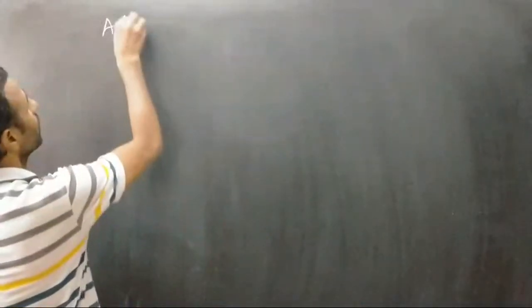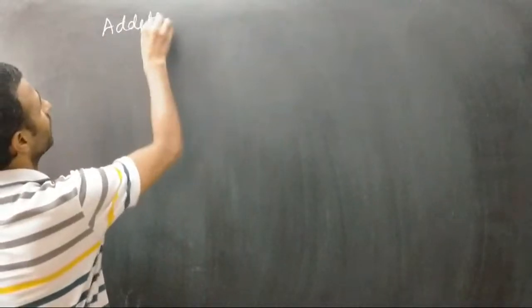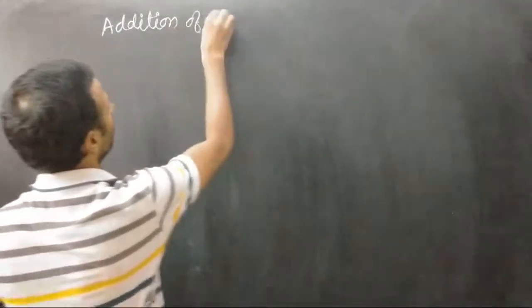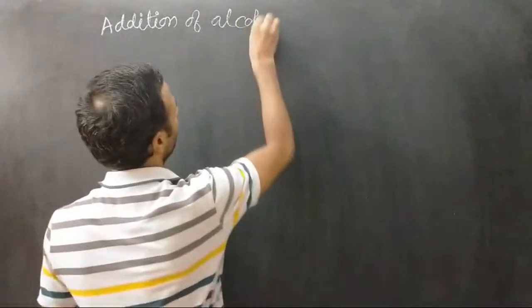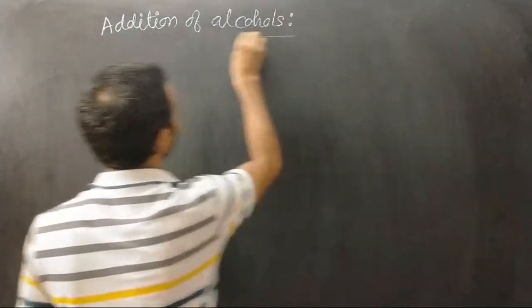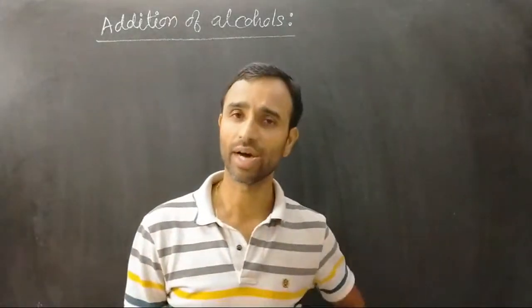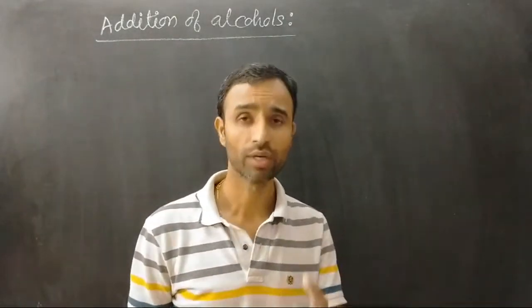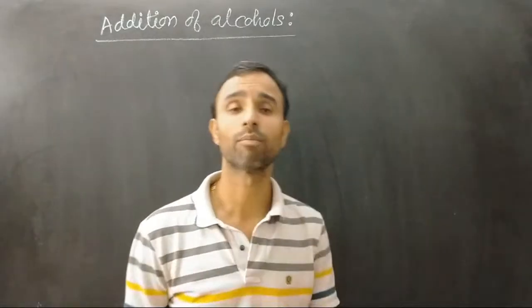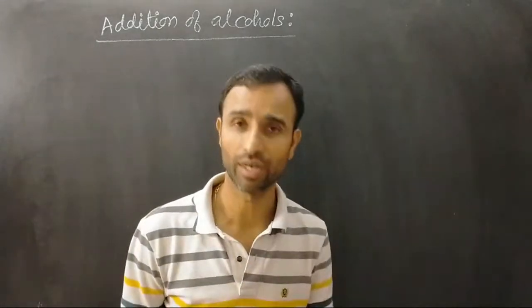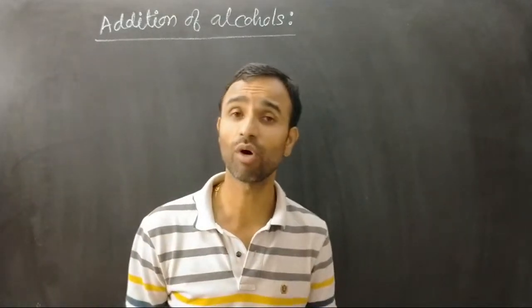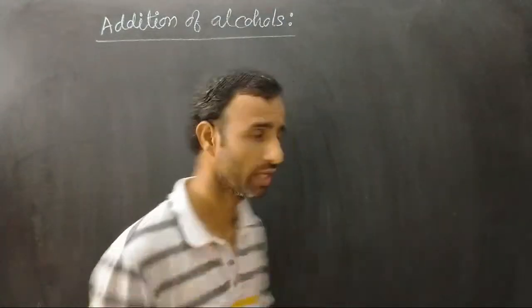Next is reaction with alcohol, or we can say addition of alcohols. So alcohols are added to aldehydes or ketones, that is, carbonyl compounds, in the presence of dry HCl. In the presence of dry HCl. See the reaction.